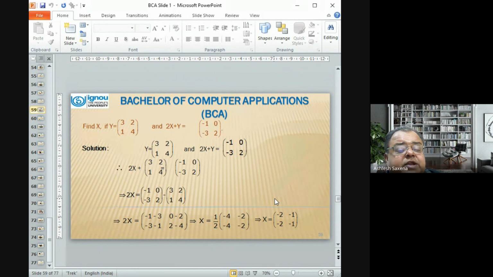Since the problem is related to matrices, your answer will be a matrix. What will be your answer? It will be a 2 by 2 matrix. And a 2 by 2 matrix is a square matrix because it has 2 rows and 2 columns. In this particular problem, you saw how subtraction is done, how multiplication is done, and how a matrix is obtained. Is that clear? Yes, sir, that's good.